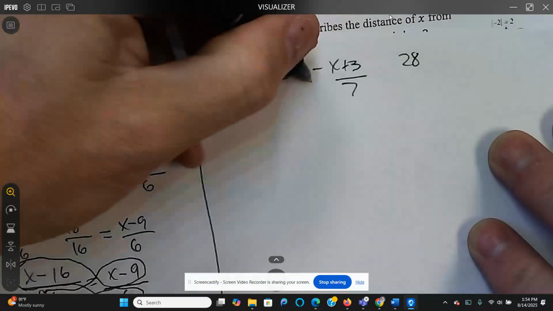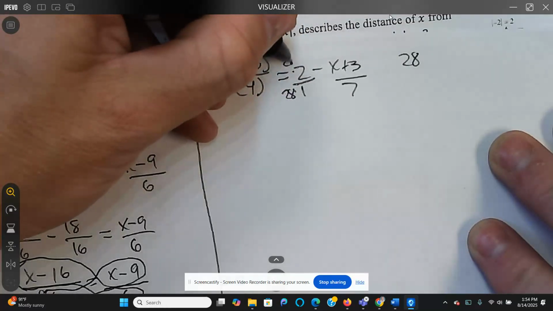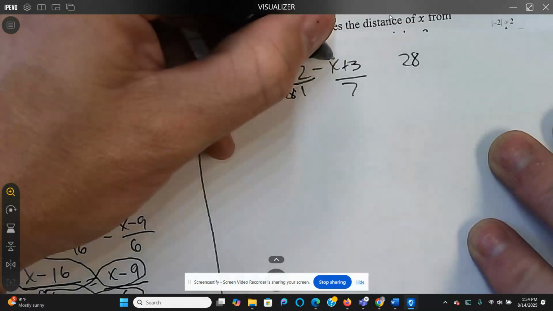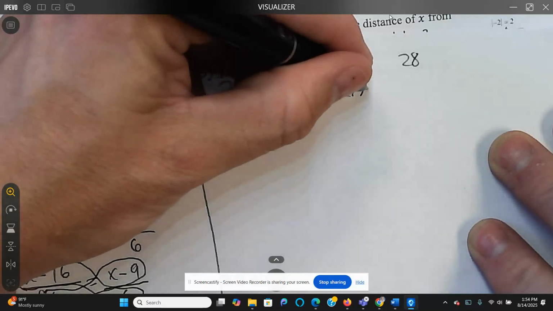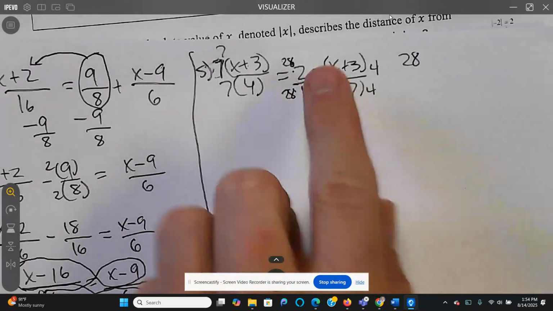This is like 2 divided by 1. So this one needs 28, and that needs 28, and then this needs 4. So you have to figure out what works for you. This is a little stressful over here too.